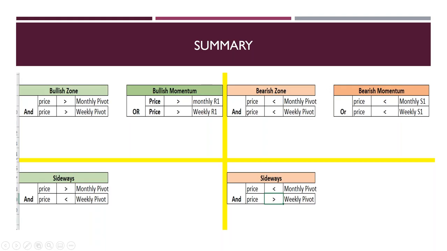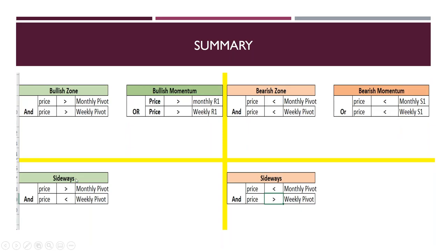Now the bearish zone is when price is below both the pivots, monthly as well as weekly. It will catch momentum when it breaks down either the monthly S1 or weekly S1. When it breaks down either of these two, it will catch momentum on the downside.